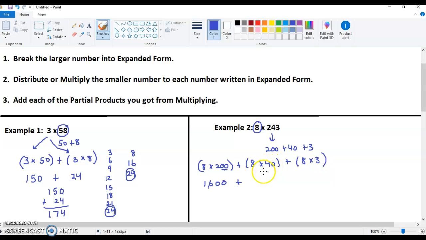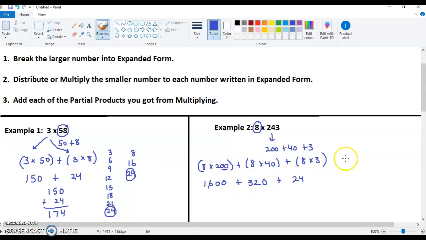The next one is going to be 8 times 40. Well, we know 8 times 4. You can skip count the number 8 four times: 8, 16, 24, 32. Or you could go the number 4 eight times: 4, 8, 12, 16, 20, 24, 28, and then 32. So we know 8 times 4 is 32. And we're multiplying by a number with a 0 in the ones place, so we have to add a 0. So 8 times 40, or the number 40 eight times, is going to be 320. And finally, 8 times 3, we know from over here, it's going to be 24.